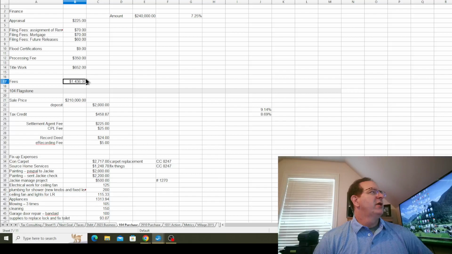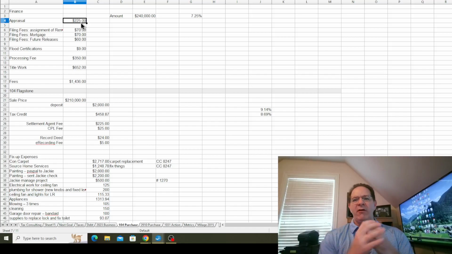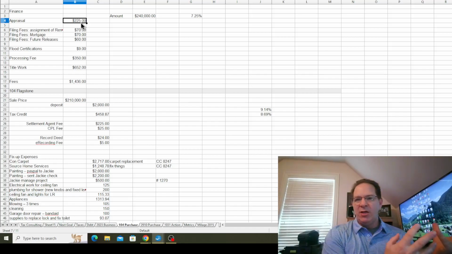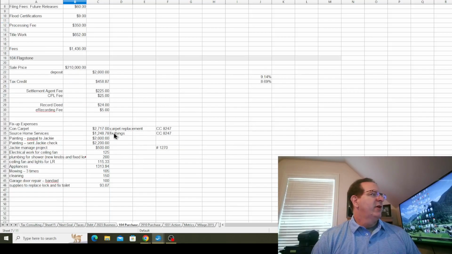Total fees were $1,436. Appraisal $225. The bank was doing an in-house appraisal, which is maybe $400 cheaper than a regular appraisal. It means that they sent somebody with the company and he estimates the value. You can do that once you get into rentals far enough that the bank is more looking at you and says he's running the business. You come down to the fix-up.